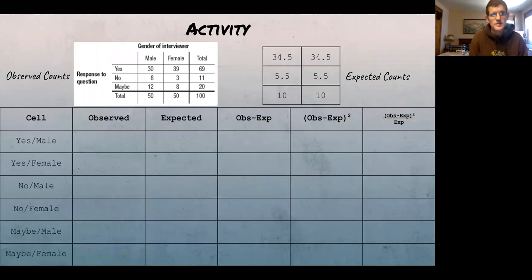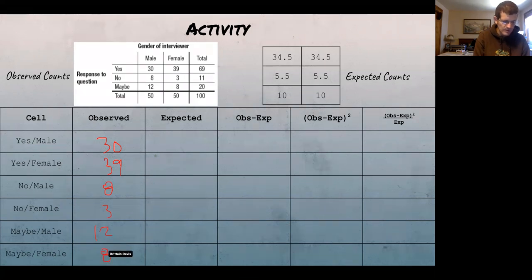Okay, so on this table, here are the different cells on the two-way table. So it could be a male interviewer, and the answer is yes. And of course, that corresponds to this right here. So I'm just going to start filling it in. So yes and male is 30. Yes and female is 39. No and male is 8. No and female is 3. Maybe and male is 12, and maybe and female is 8.